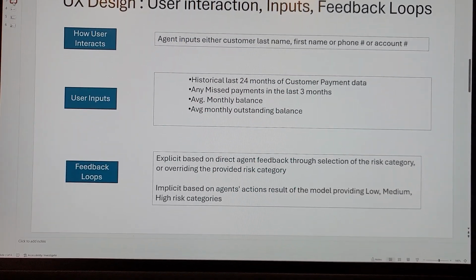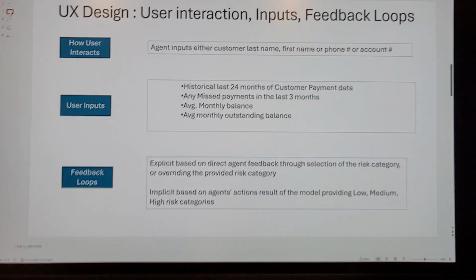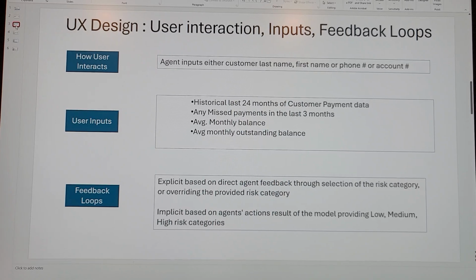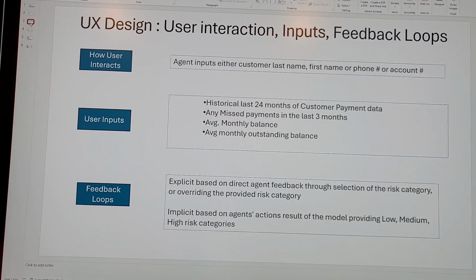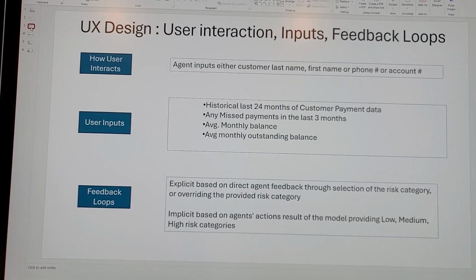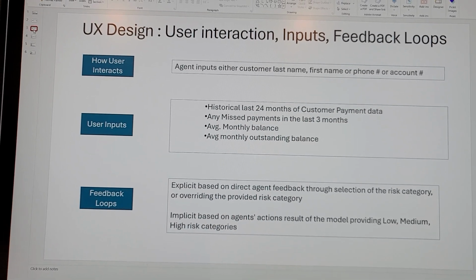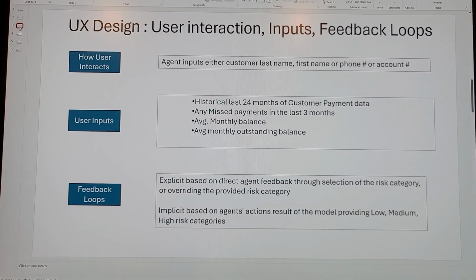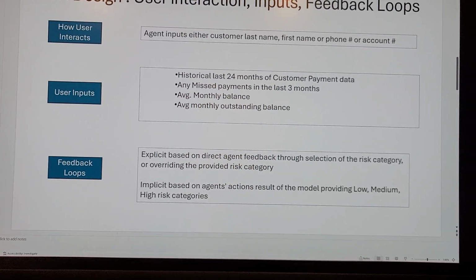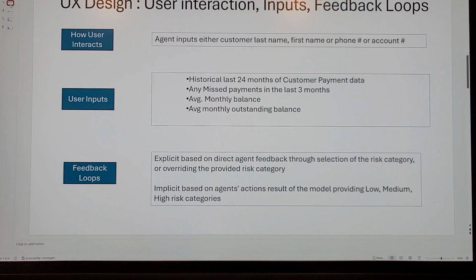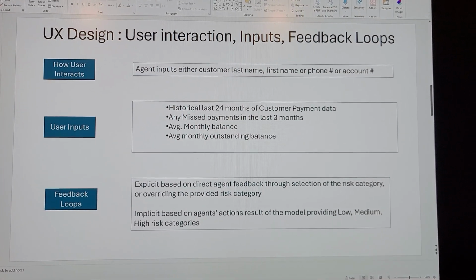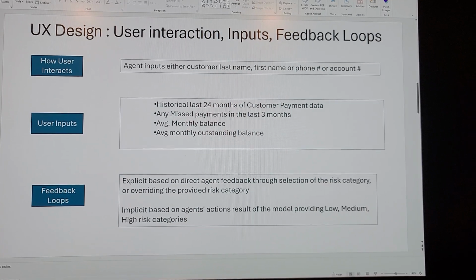And then the feedback loop mechanism is going to be a combination of explicit and implicit. Explicit based on direct agent feedback through the selection of risk category, and they can also override the provided risk category in certain edge cases. Implicit feedback loop from agents' actions resulting from the model providing low, medium, high. So based on the user, being the agent here, and their actions, we would also get implicit feedback.